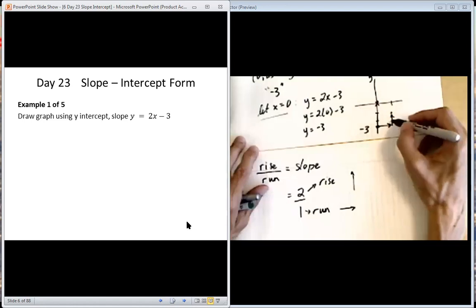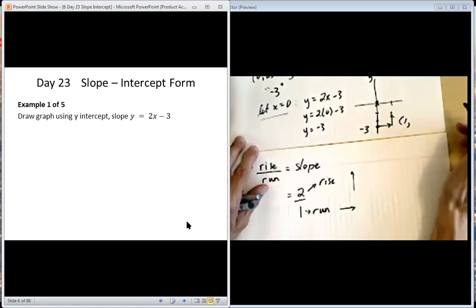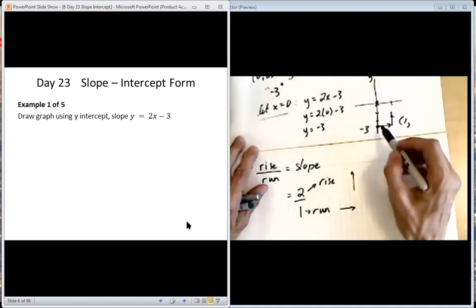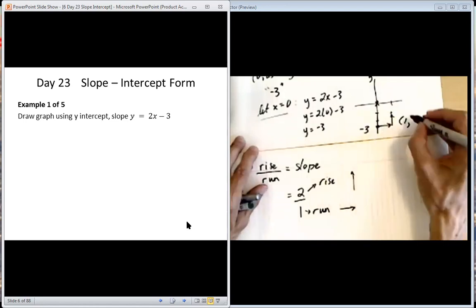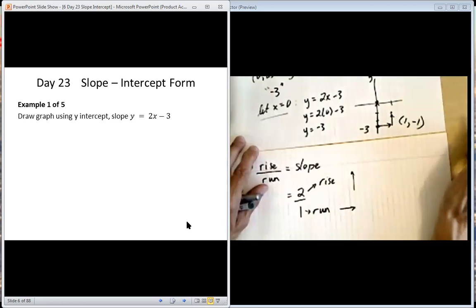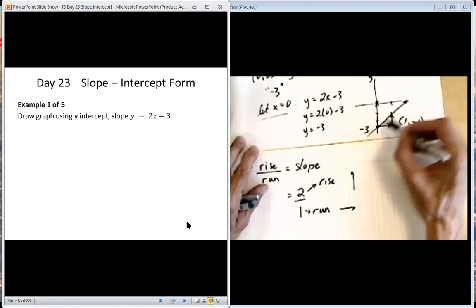Just for interest, the coordinates then would be, well, we've gone 1 to the right, so it'll be 1 for the x. And we've gone up 2 now from -3, right? So we've gone from -3 to -2 to -1. Just like that. Lay the ruler down, connect the dots, and you're good to go. Something little like that.